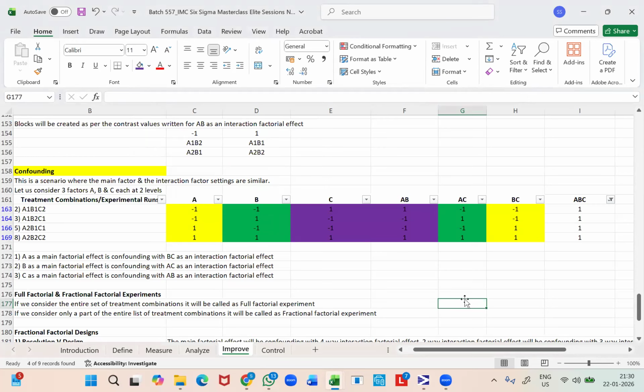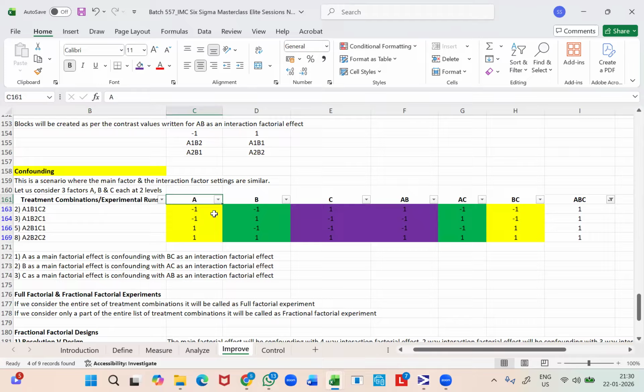So through this exercise, we are considering only a part of the treatment combinations, right? We are considering only 4 treatment combinations out of 8 for conducting the experiment, number 1. And number 2, we will be able to just validate the significance of the main factorial effects. That's it. The same result can be replicated for the corresponding interaction factorial effect. Suppose we find A as a main factorial effect is significant.